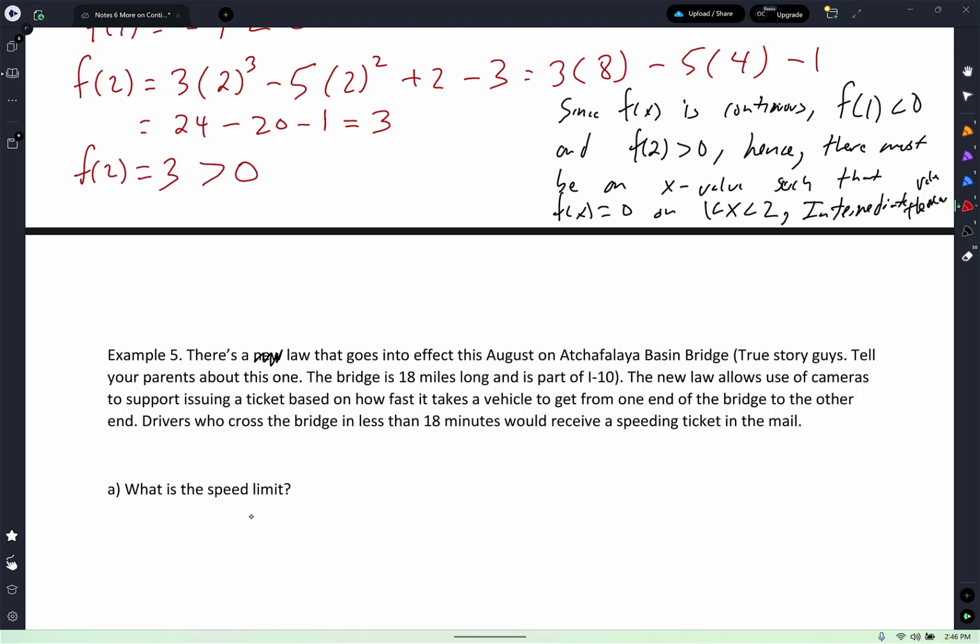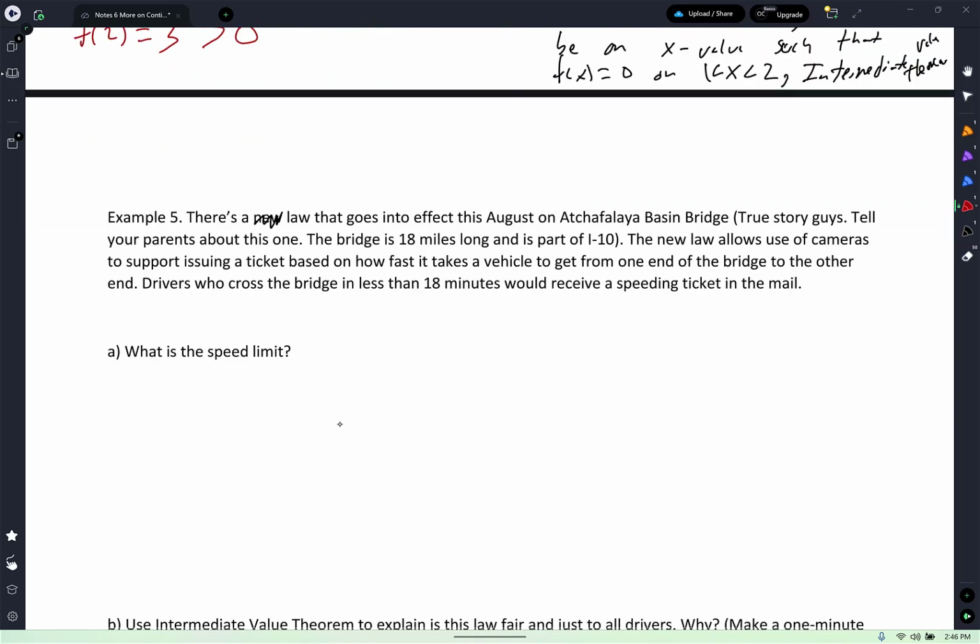In case you're wondering, how do they do it? 18 miles, and you do 18 miles in 18 minutes. And I don't want miles per minute. I want miles per hour, right? 60 minutes in 1 hour. And then look, the minutes cancel out, and you get 60 miles per hour.